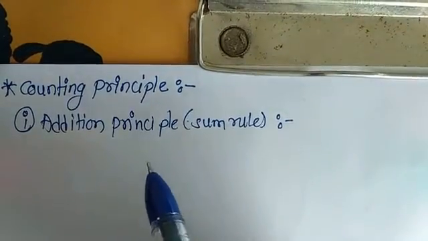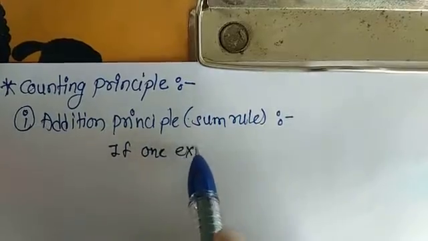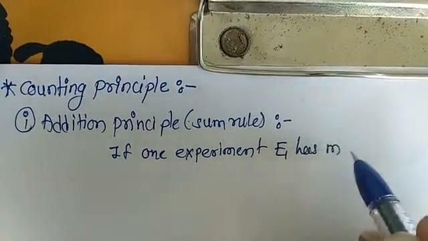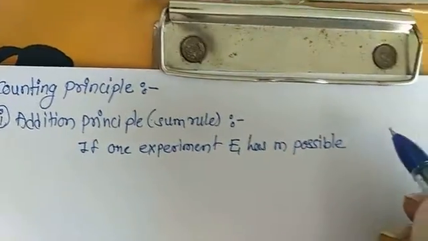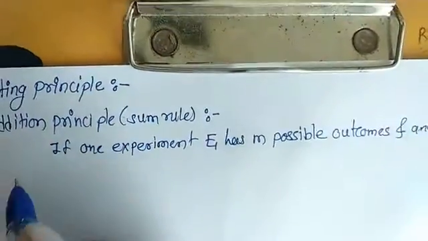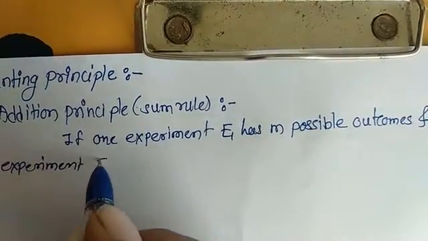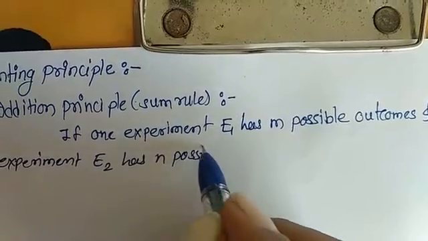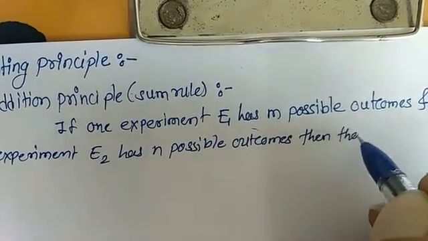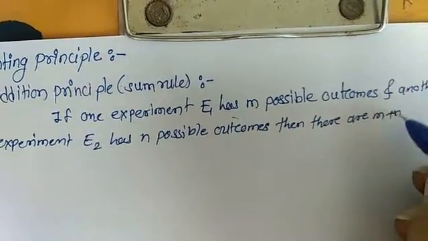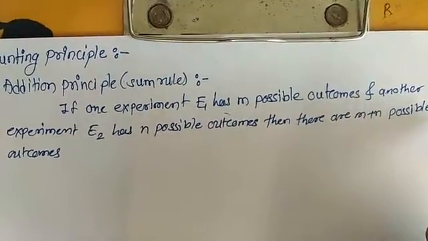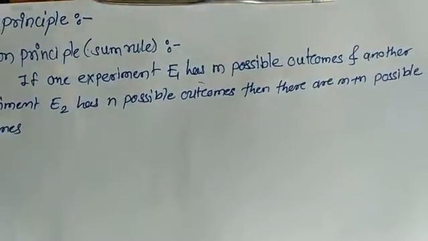So its statement is, if one experiment E1 has m possible outcomes and another experiment E2 has n possible outcomes, then there are m plus n possible outcomes when exactly one of these experiments takes place.